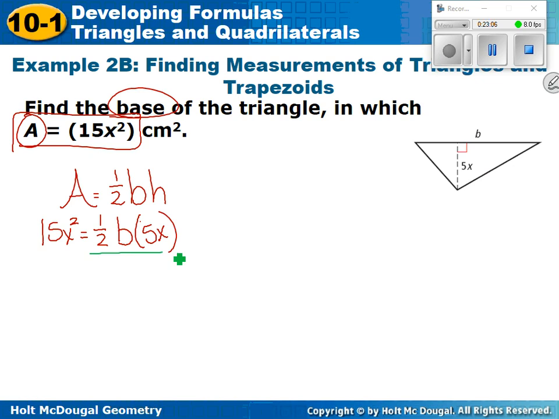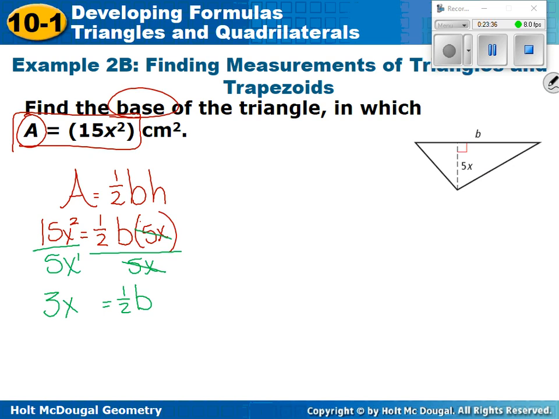So I'm going to divide both sides by 5x. They cancel over here on the right, and we're left with 1/2 b. And what's 15x squared divided by 5x? 3x. Remember that 15 divided by 5 is 3, and then when you divide with the variable, you subtract the exponents. 2 minus 1 is just 1, so we're left with x to the first power. Is everybody okay with that?